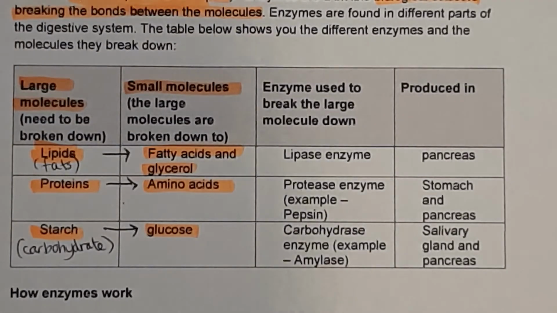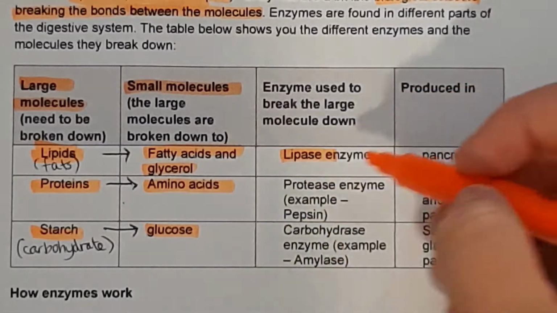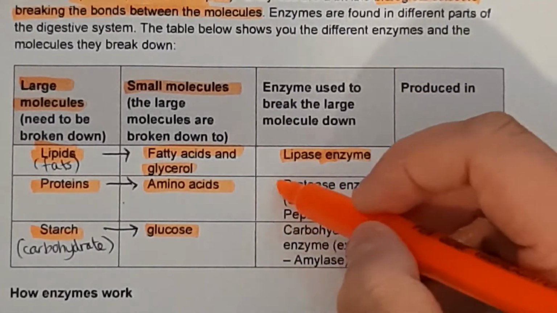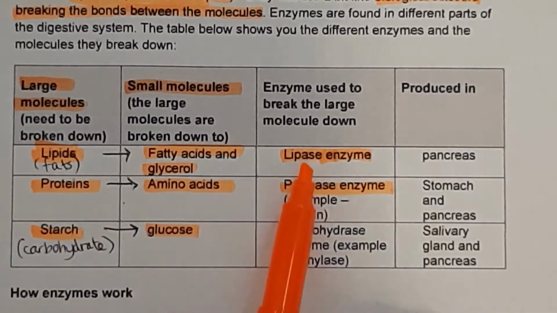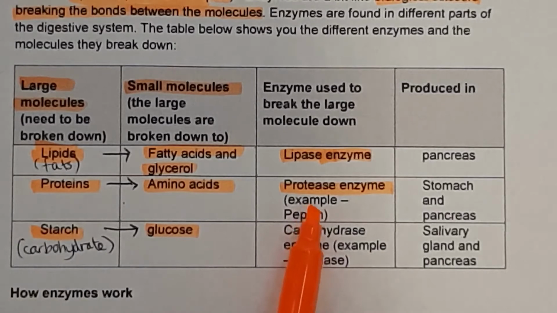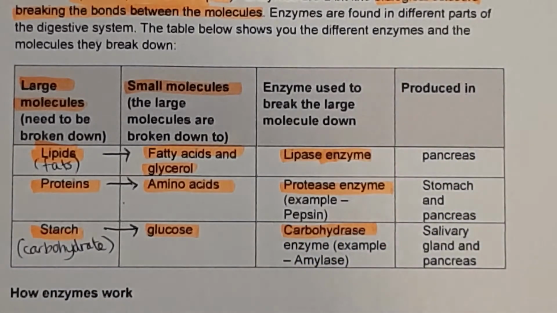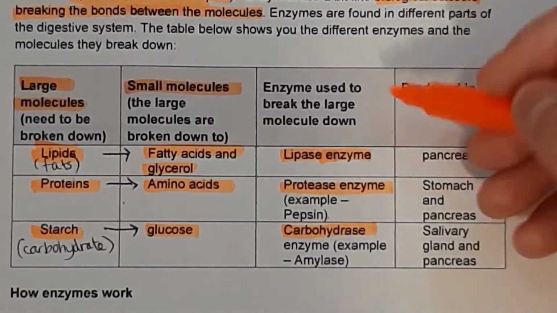Now the enzymes used to do this. For lipids, the fats, it's the lipase enzyme. For proteins, it's the protease enzyme. You'll notice lipids, lipase, they both begin with LIP. Proteins, protease, they both begin with PROT. And starch, which is a carbohydrate, is broken down by carbohydrase enzymes. Now there are examples of each of these enzymes. A type of protease enzyme is pepsin. A type of carbohydrase enzyme is amylase. And this is where each is produced.